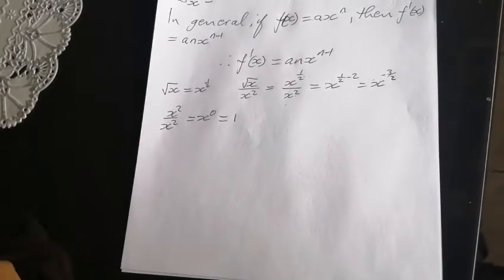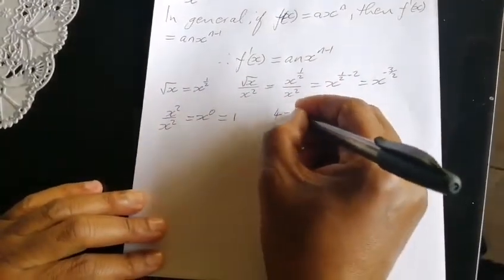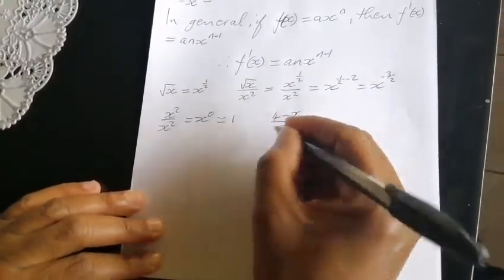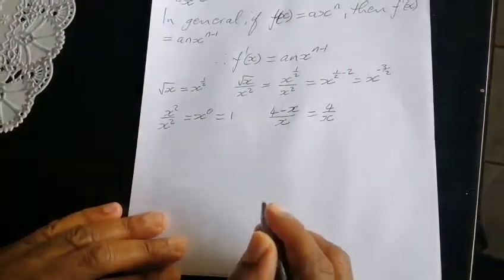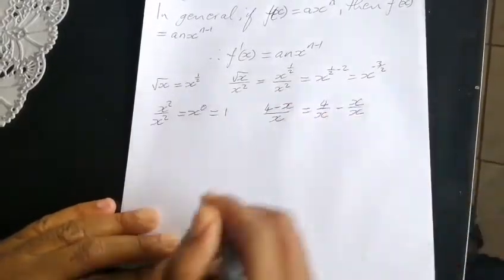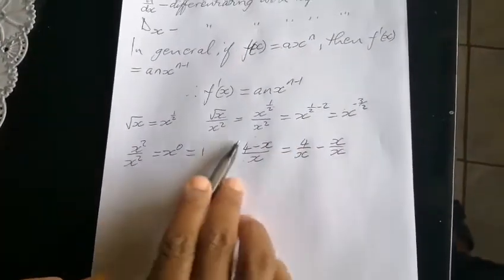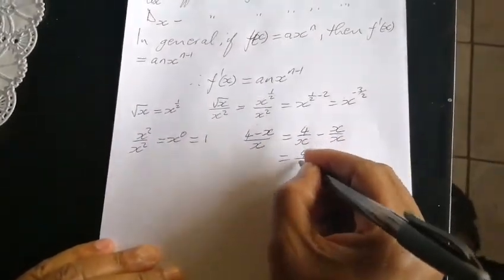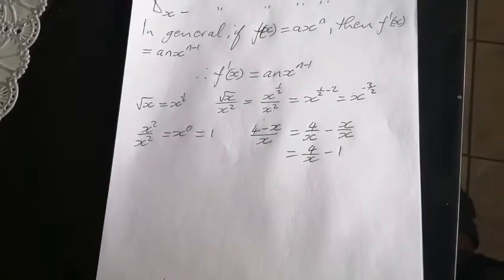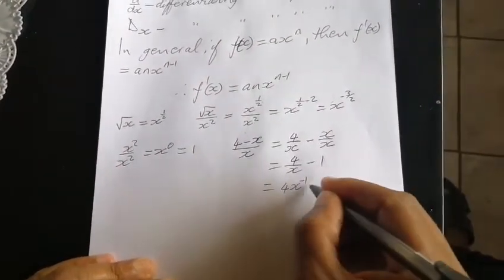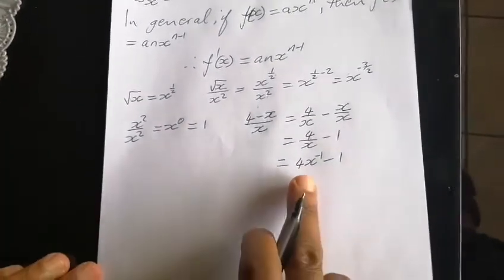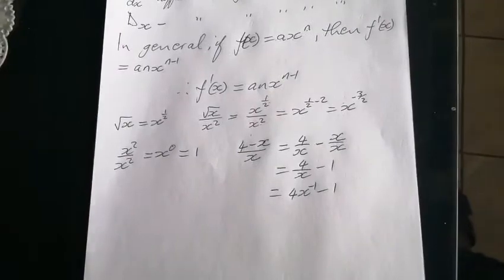We shall meet expressions like 4 minus x over x. Now this should be written as 4 over x minus x over x. See, if you simplify this, you get that. Now this will become 4 over x minus 1. But we do not differentiate a variable which is in the denominator. So we shall take it up. It will be 4x to the power minus 1 minus 1. Very, very important for you to understand what is going on there.